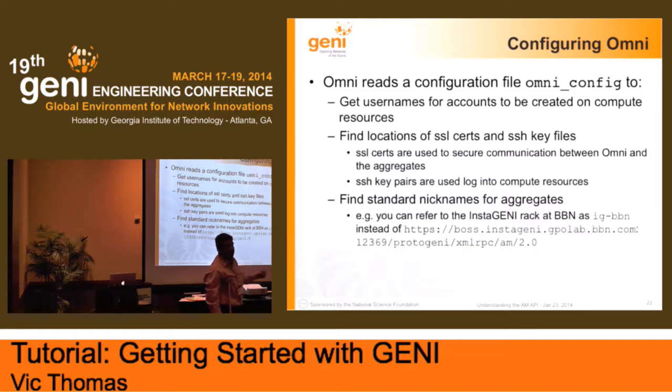So for every GENI aggregate, Omni has a nicknames file. For example, this long URL is referencing the InstaGENI rack at BBN, the GENI project office at BBN. The short name is IG-BBN. So if you're talking to the rack at Clemson, I think it's BBN-IG or IG-BBN, both work. I think the new convention is name of the institution dash type of rack, IG or EG. So you'll say Clemson-IG. Your worksheet will tell you what rack to use and the nickname, the short name for the rack.